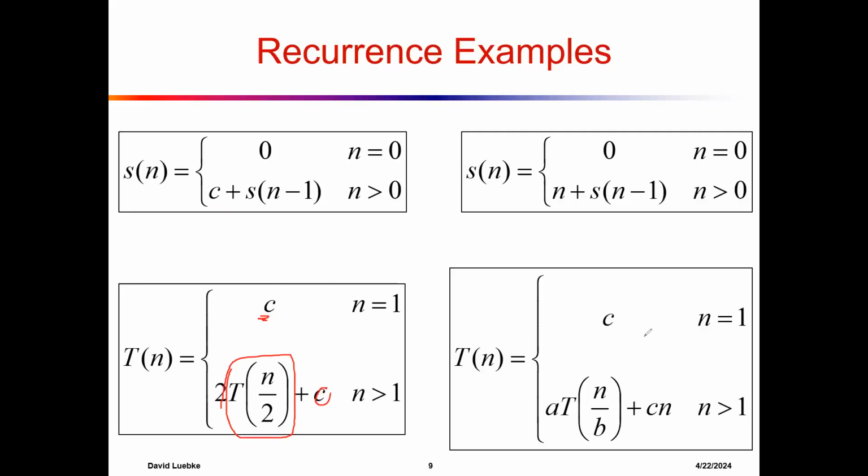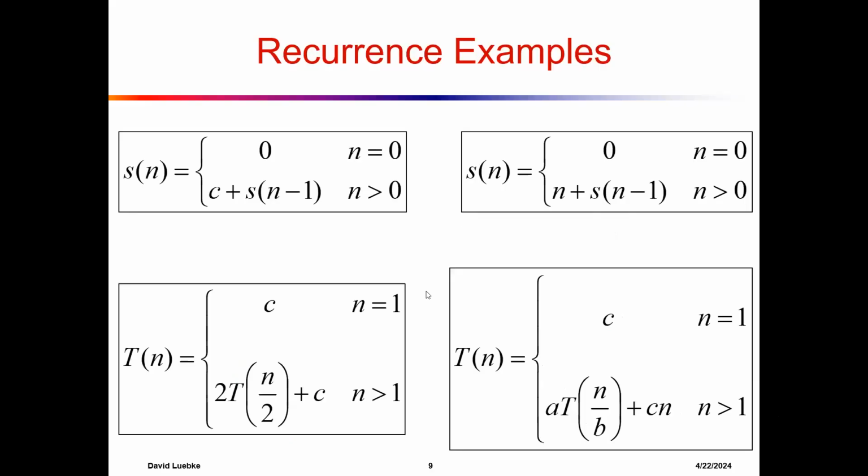This one is a slightly different operation. The way this one operates, look at it. If we have one item, we have that constant. Now if we divide it into however many parts, we'll have a multiplied by the time it takes for n over so many parts, plus a constant times n, for all n greater than 1. So how does this help us?